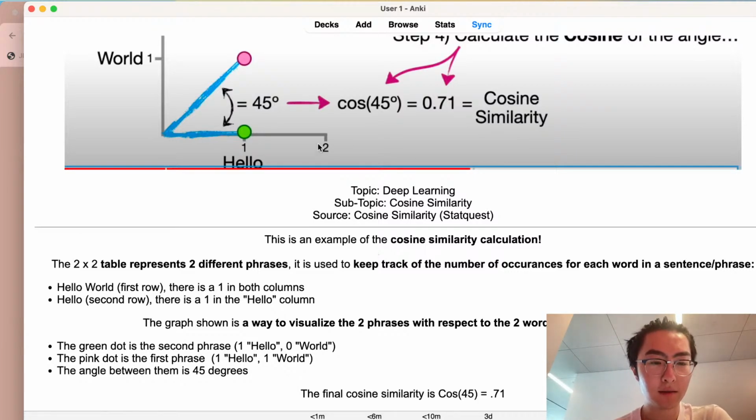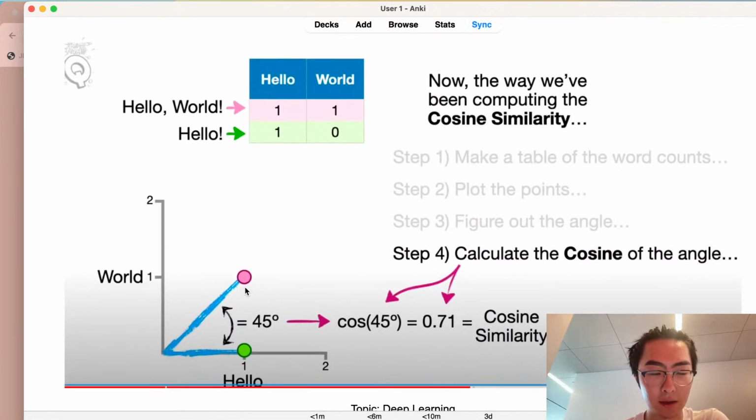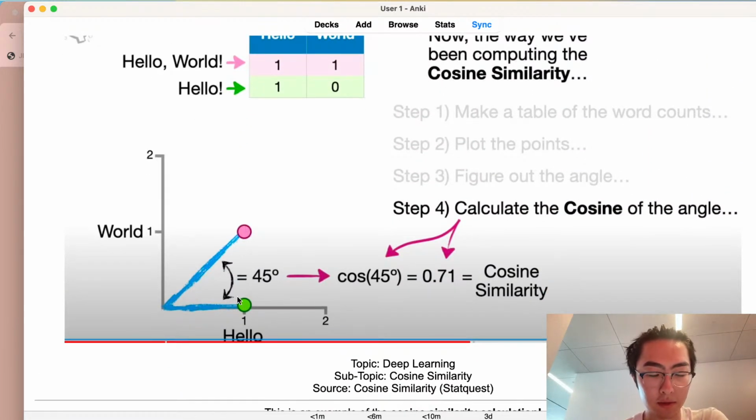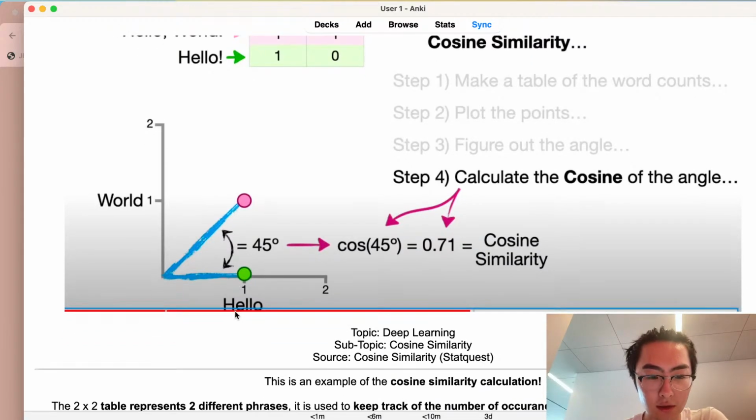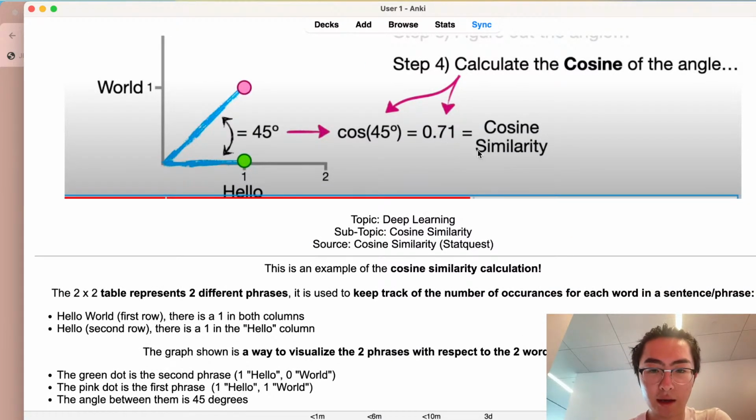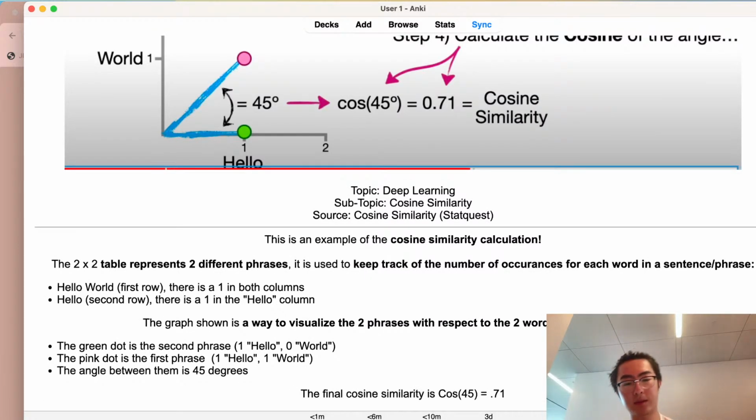So I think if these were perfectly the same, then the angle between them would be 0. The cosine of 0 is just 1. And so if you have a higher cosine similarity, that means your phrases are more similar. Okay.